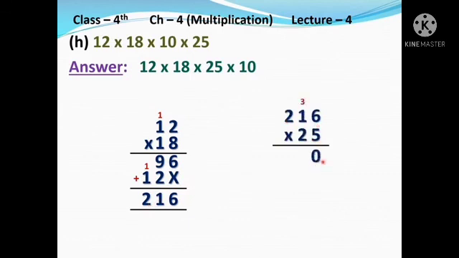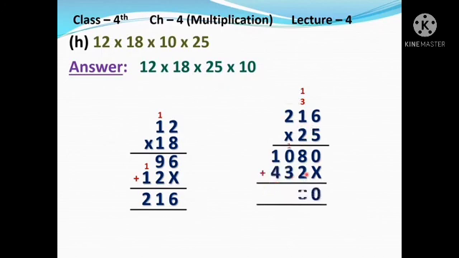See, 5 6s are 30, right? 0 here and 3 carry. 5 1s are 5 plus 3, 8, right? 8 here. 5 2s are 10, right? 10 here. Now put 1 cross here. Now see, 2 6s are 12, right? 2 here and 1 carry. 2 1s are 2 plus 1, 3, right? 3 here. 2 2s are 4, right? 4 here. Now we will do addition.